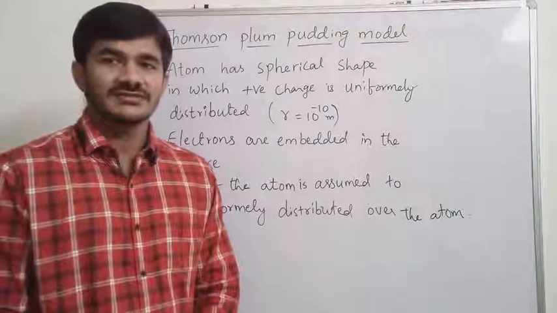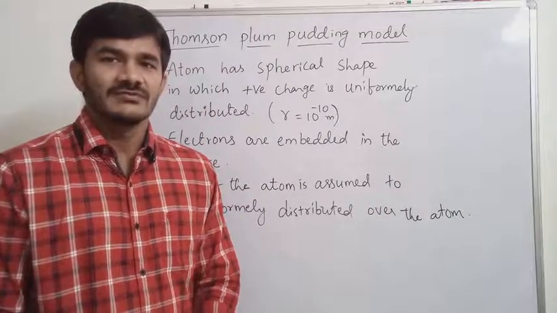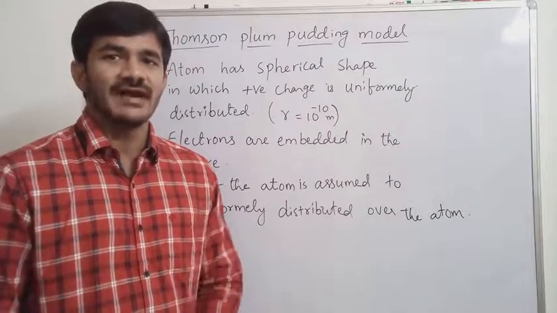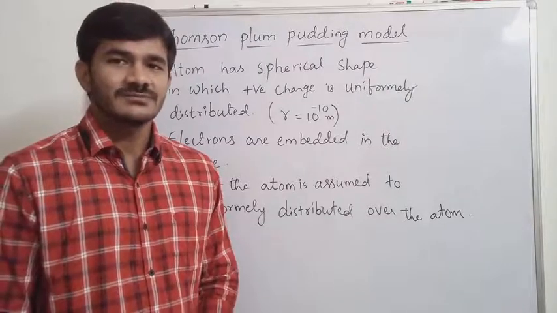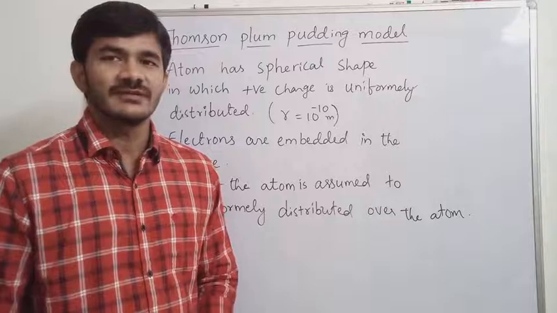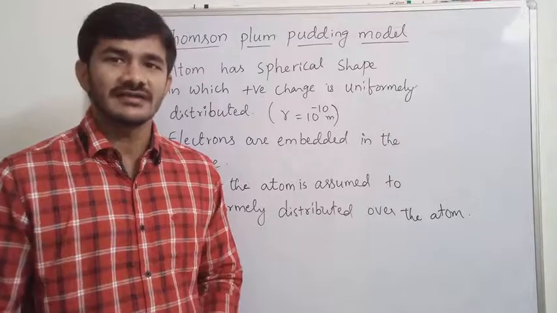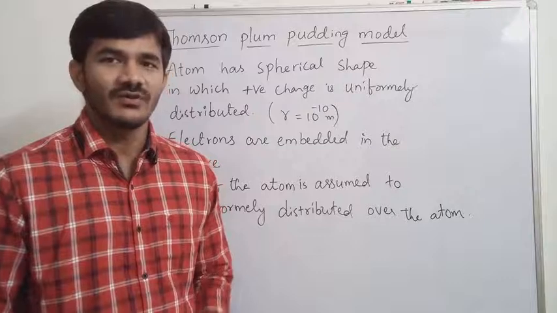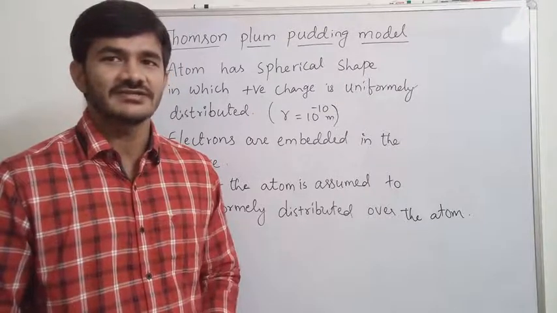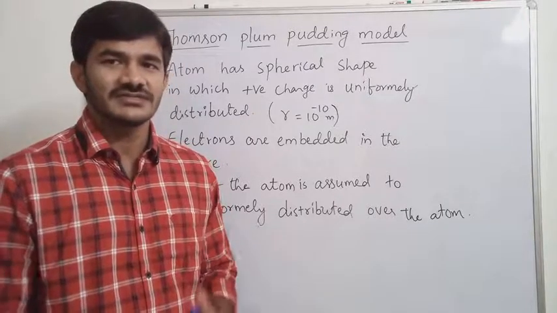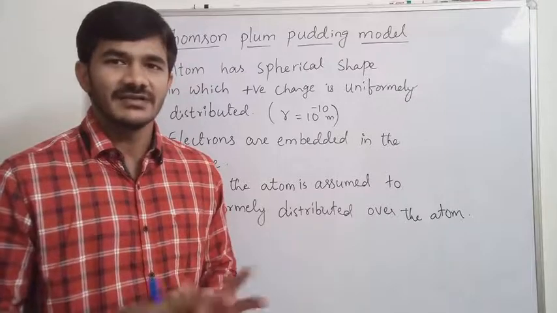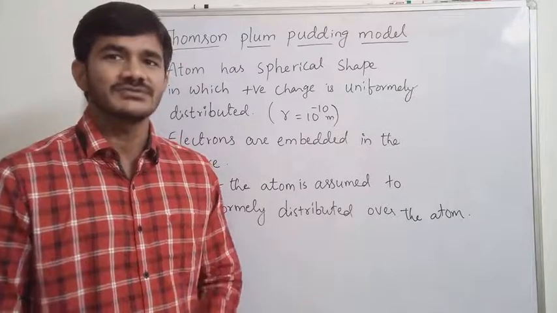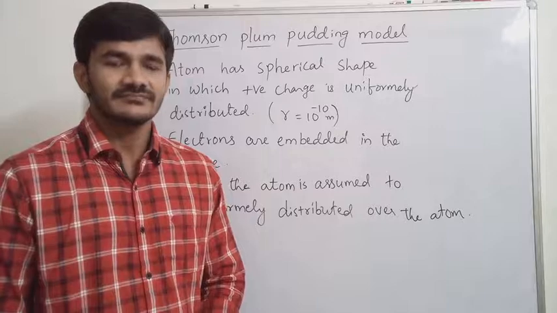Thomson model is the first atomic model which explains about the shape of the atom. Thomson model is also said to be plum pudding model or raisin pudding model or watermelon model. Why is it like that? Why is it called watermelon model? It is based on the shape and arrangement of the electrons and positive charge in an atom.